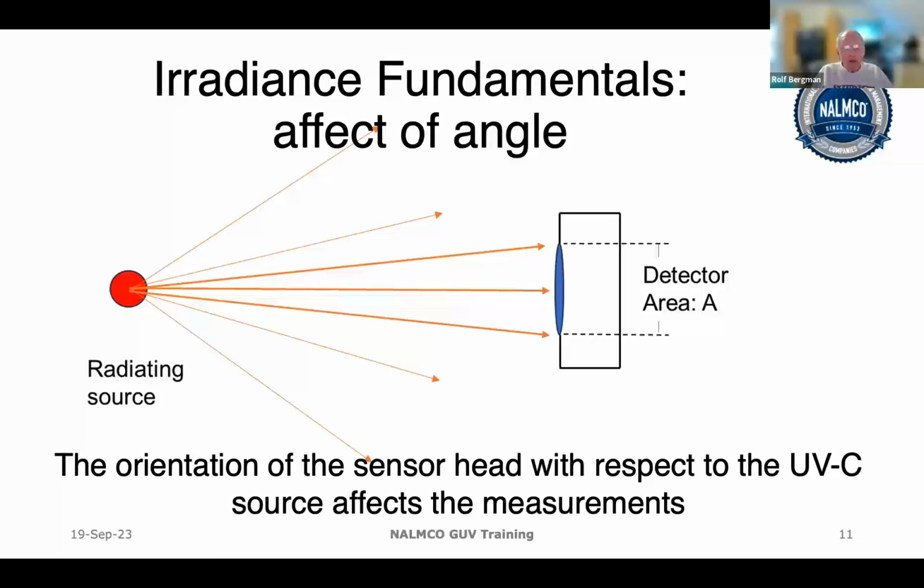The blue area, notice, is perpendicular to the source. That's when you get the maximum signal, and that's what we want to have all the time. However, if you tip the detector, and there are times when we may want to do this intentionally, notice that the detector area, in the direction that we are rotating, has become smaller.